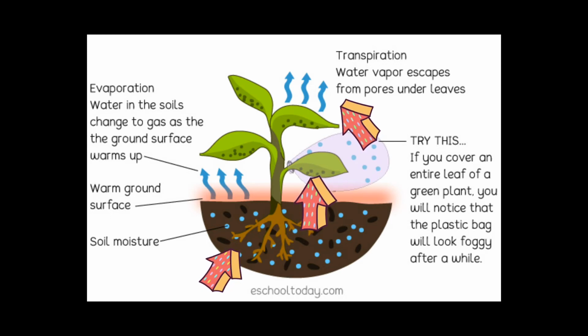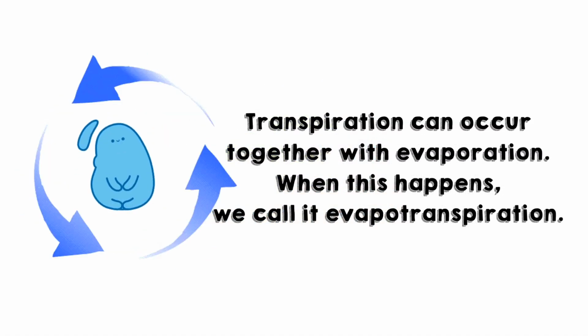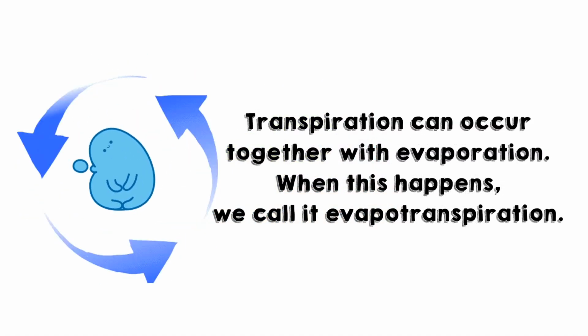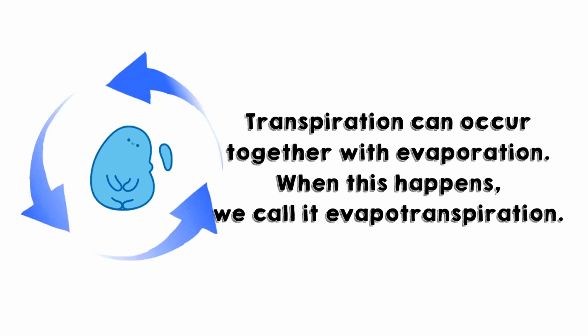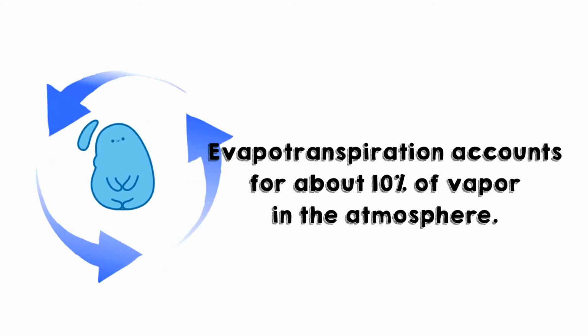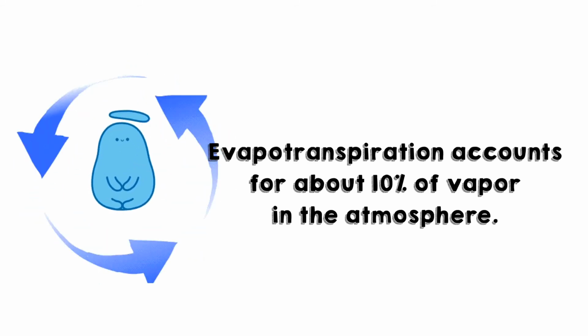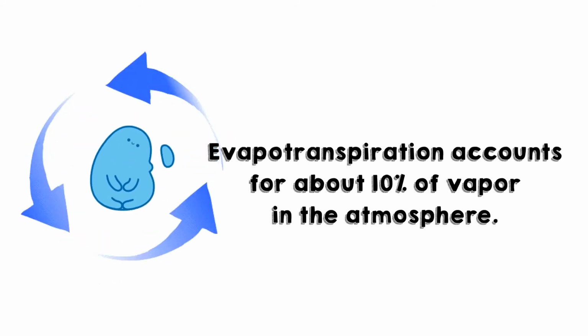The amount of water transpired depends on the plant itself, the moisture in the ground, the surrounding temperature, and the wind movement around the plant. Transpiration can occur together with evaporation. When this happens, we call it evapotranspiration. Evapotranspiration accounts for about 10% of vapor in the atmosphere.